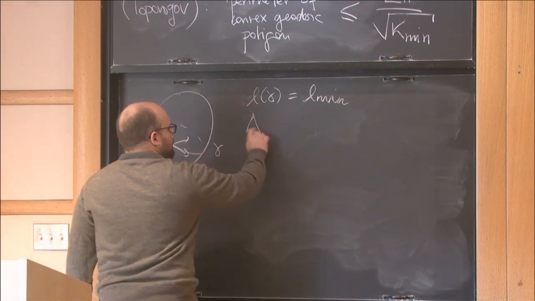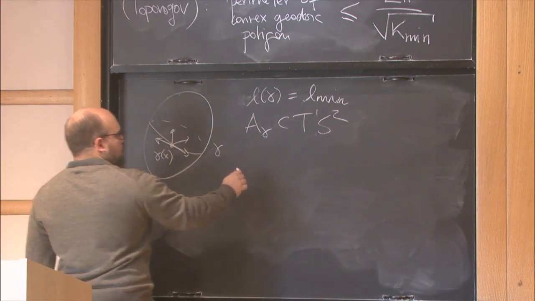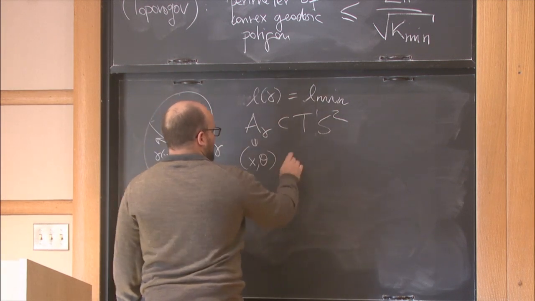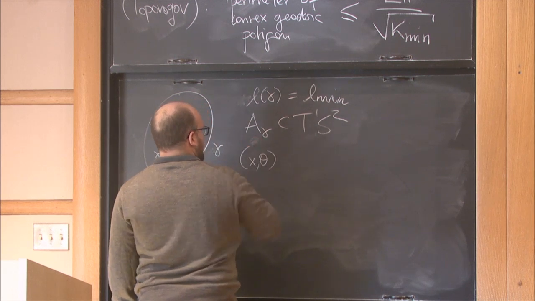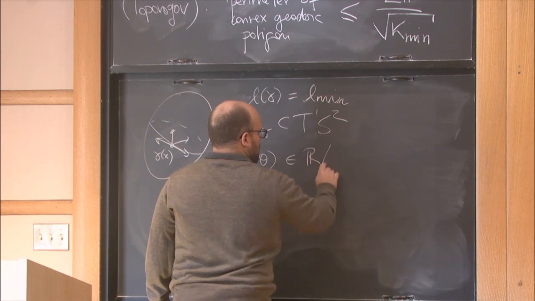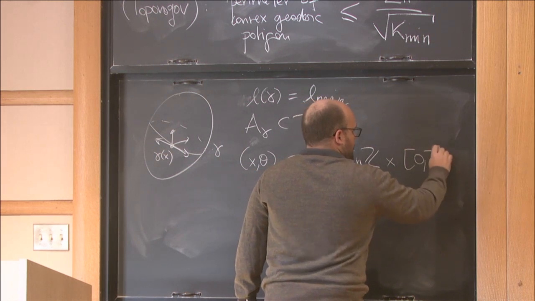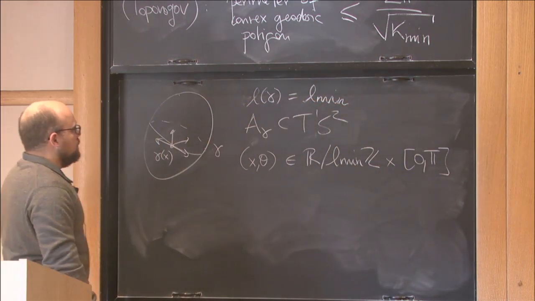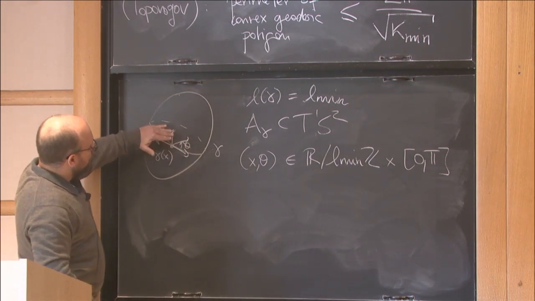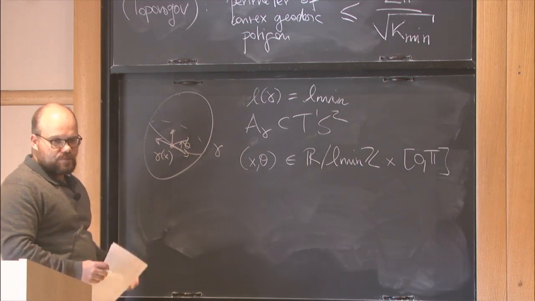So on the Birkhoff annulus, we have these coordinates x, theta, right? These are coordinates on the Birkhoff annulus, and they live on R mod L_min Z times (0, pi). So this angle here, right? We orient the geodesic as the boundary of the chosen hemisphere, then you have this angle, theta.